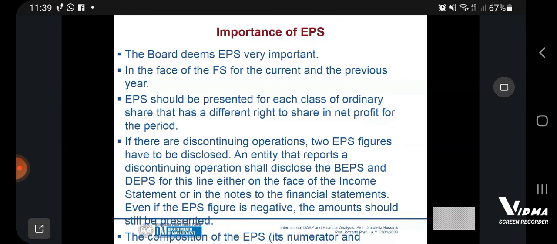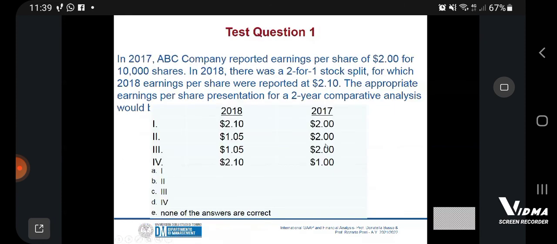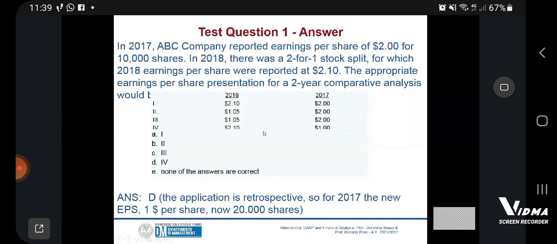Something that I mentioned and I have to remind you again. In case there are any discontinuing operations, we have to disclose two earnings per share figures. We saw this in the statements of PCA Group. You saw there were, for continuing and discontinuing operations, both basic and diluted earnings per share. Okay, there are some test questions. Basically, not very difficult. So, for the answer of the first question, answer D is the correct one.